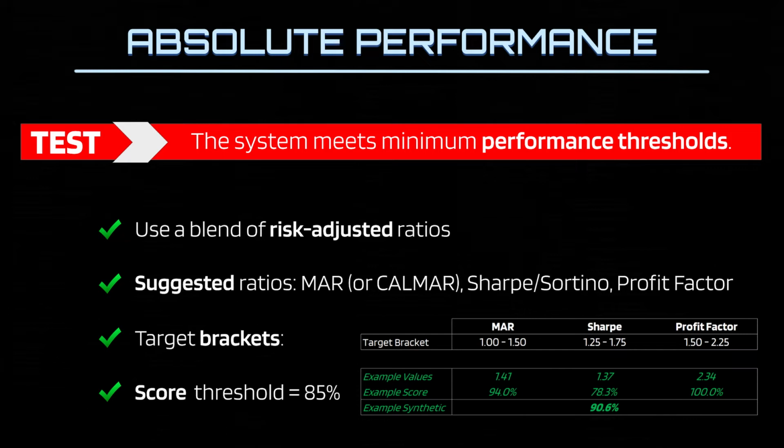Based on the top end of the preferred brackets being 1.50, 1.75, and 2.25, I would assign scores of 94%, 78%, and only 100% maximum for the profit factor, because I want to penalize those systems that show metrics that are too optimistic. My synthetic score would be 90.6%. Typically, I would want to see a score above 85%, and I will go back to the drawing board if that score falls below 60%.